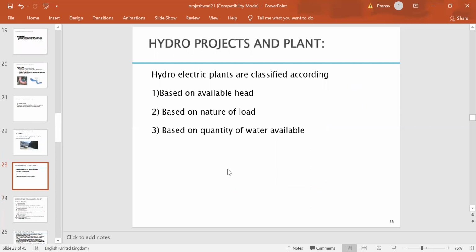And these hydro projects or plants are classified according to their head, load and water availability. The hydroelectric plants are classified, first, based on the available head, second, based on the nature of load, and third, based on the quantity of water availability.